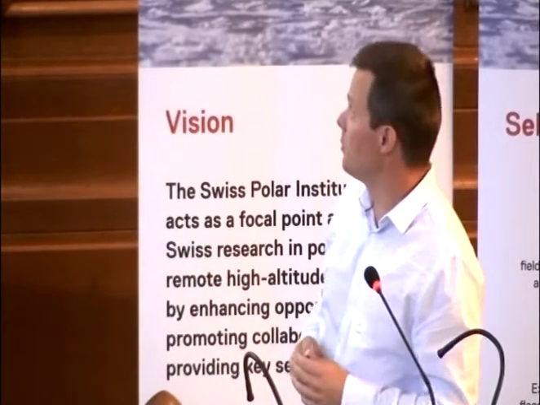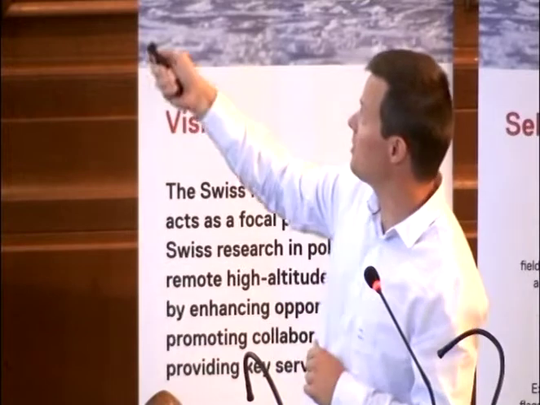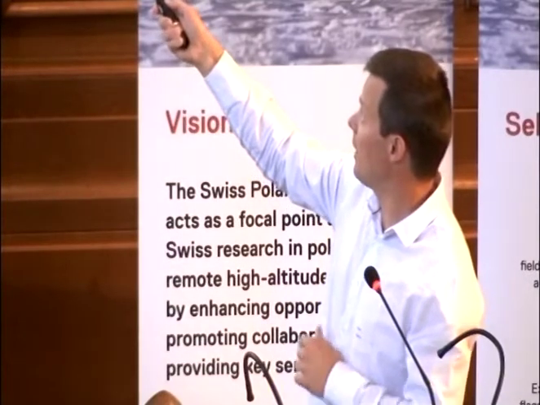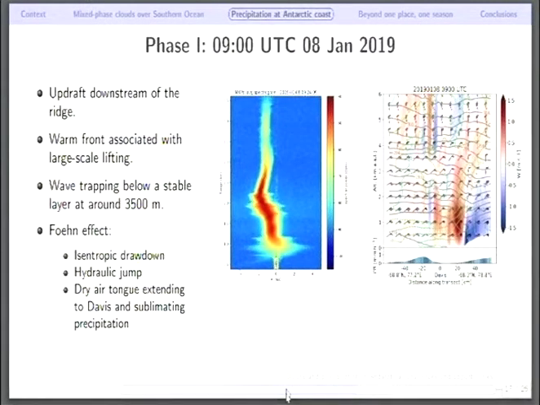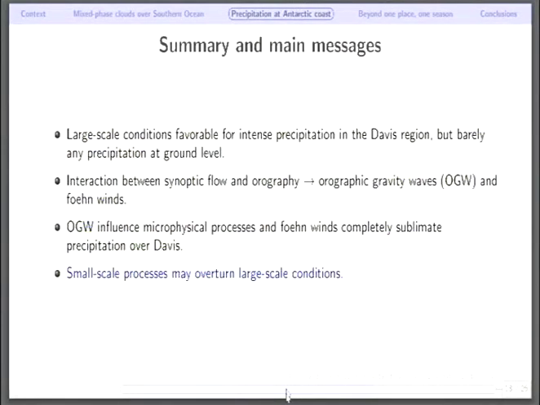And this is confirmed when we look at local radar measurements, where we see the cloud and precipitation forming at the upper part, falling, growing, and suddenly entering this layer where we have a lot of turbulence and dry, and you see that the signal is decreasing and eventually completely disappearing. So here, the main message is that we have large-scale conditions favorable for intense precipitation, okay, in the Davis region, but on the ground, we barely see anything. So there's something strong happening.